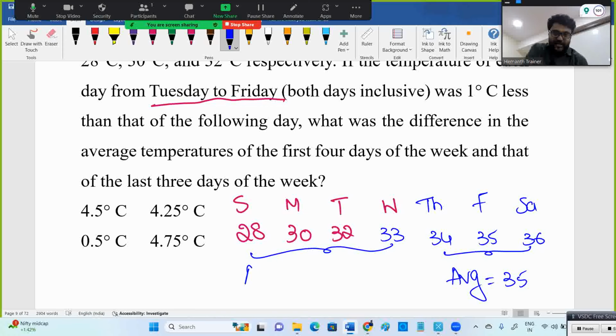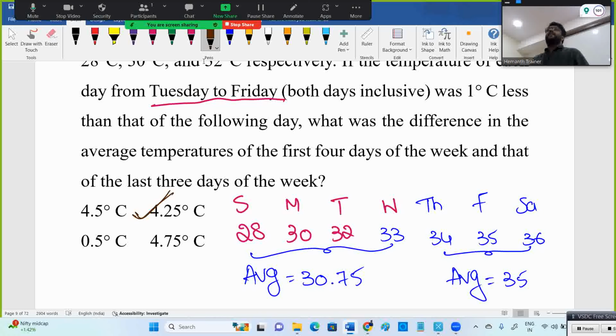Now the first four average we need to calculate. If I give 2 to this, it is 30, 30, 32, 31. It should be around 30 plus. So 30, 30. Yeah, we can add: 60, 90, 123 divided by 4 is nothing but 30.75. The difference is 4.25. So we have option B.